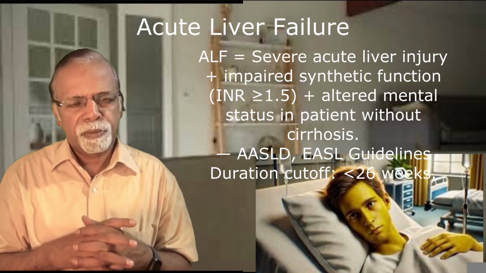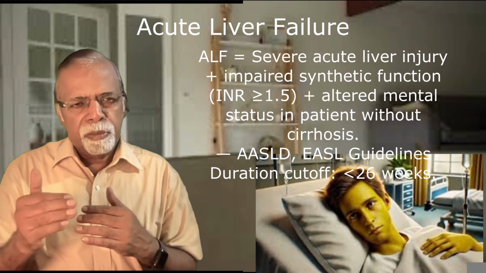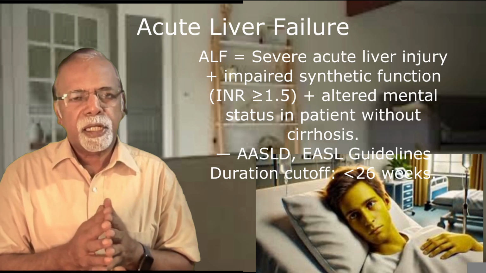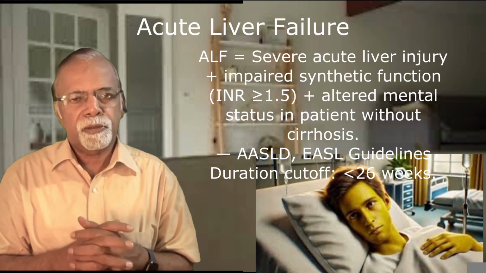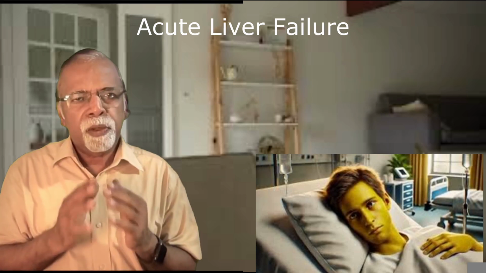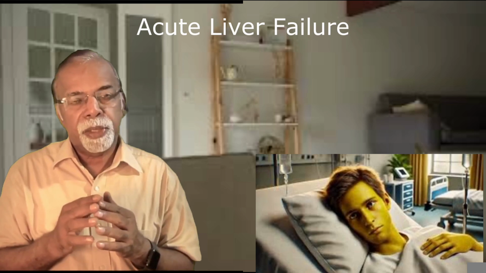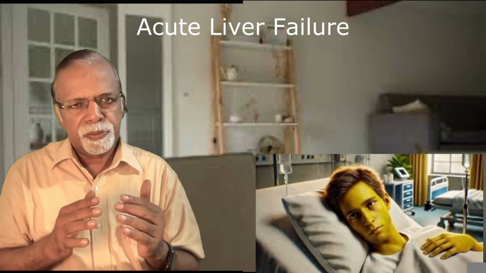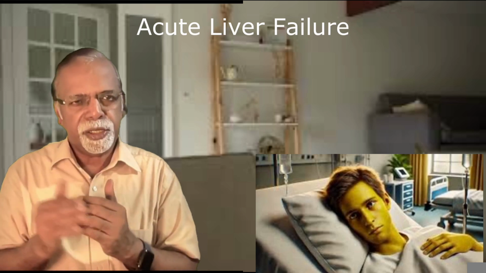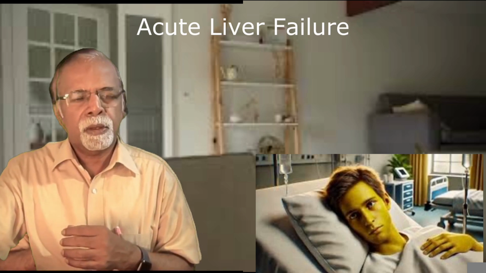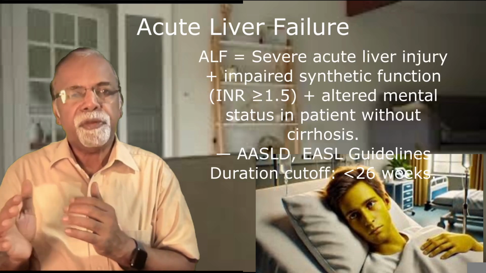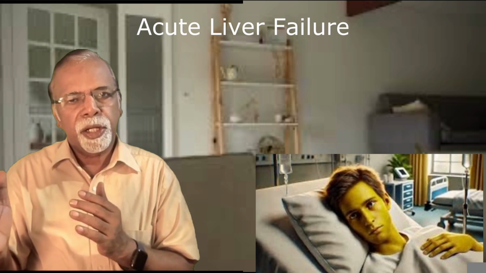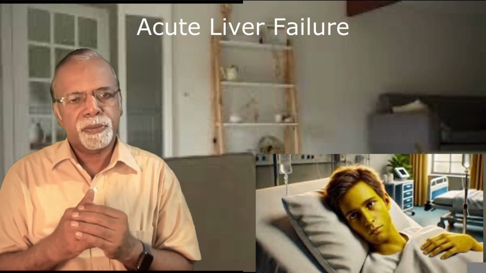What's the duration? Different guidelines say different, but the usual cutoff is taken as less than 26 weeks from the onset. Acute liver failure has many subtypes. One is the hyperacute, that is, it occurs within 7 days. Acute is 7 to 21 days. Subacute is more than 21 but less than 26 weeks.